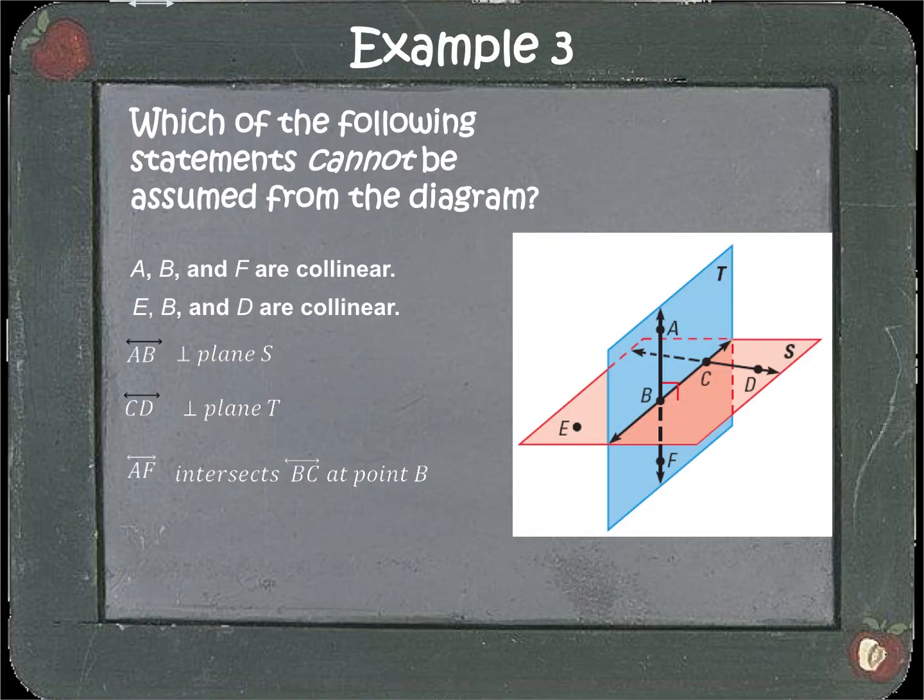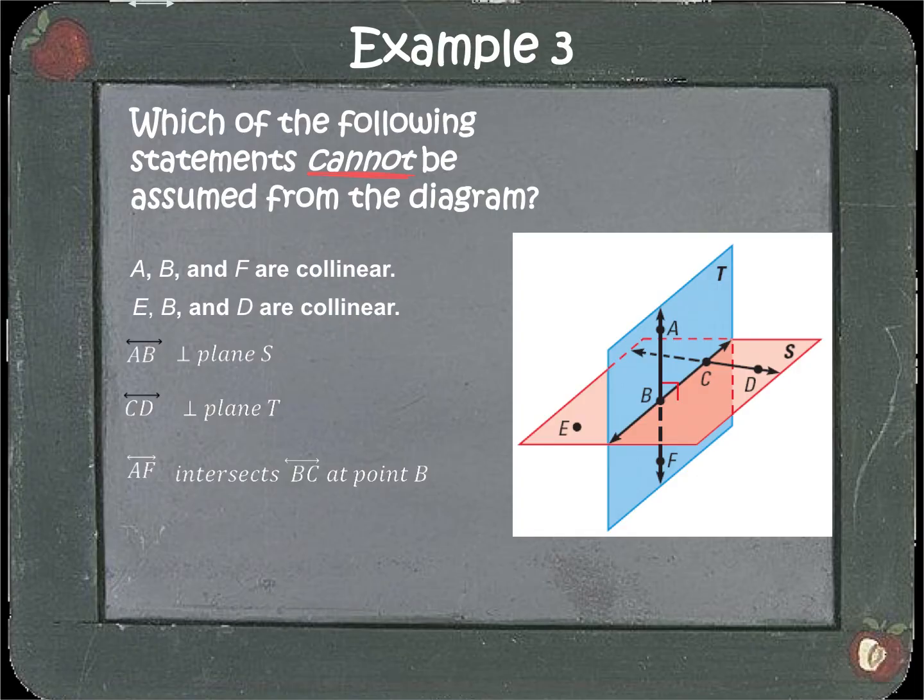All right, looking at example number 3, it says which of the following statements cannot be assumed? Remember, in geometry, you cannot assume anything. If it's not given, you cannot assume it. So which ones can I not assume from the diagram? Let's go ahead and look at this. A, B, and F are collinear. Collinear, again, meaning on the same line. So here is my A, B, and F. Are they on the same line? Yes, they are. So that one is good.